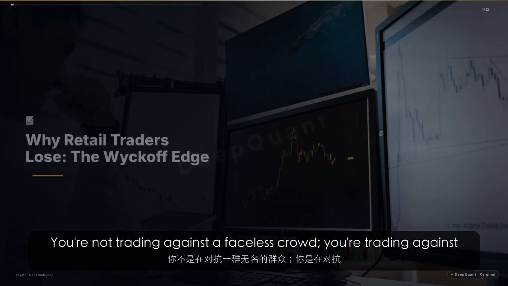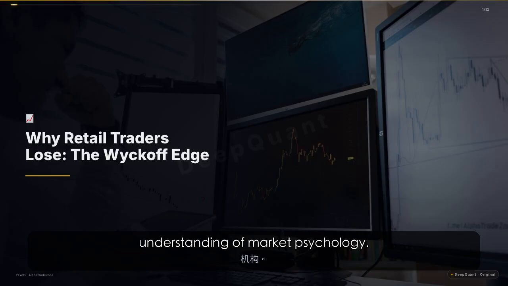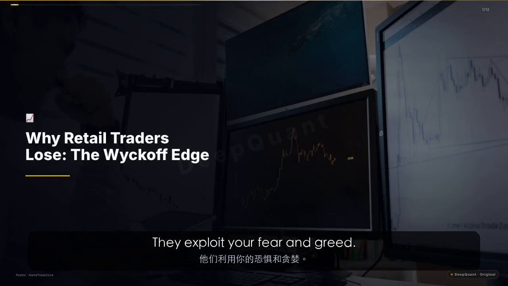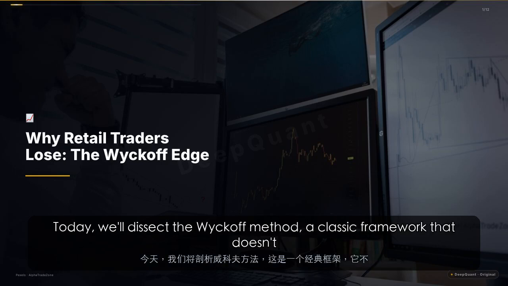You're not trading against a faceless crowd, you're trading against institutions with deep pockets, sophisticated tools, and a profound understanding of market psychology. They exploit your fear and greed. But here's the good news: their every move leaves a trace in price and volume.